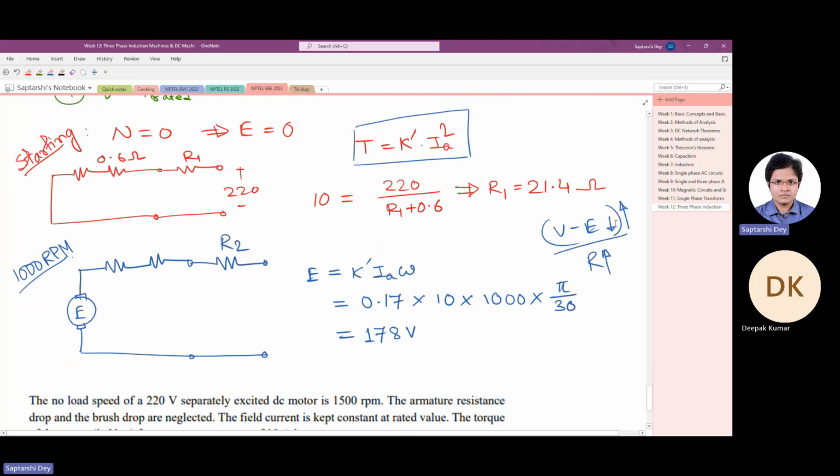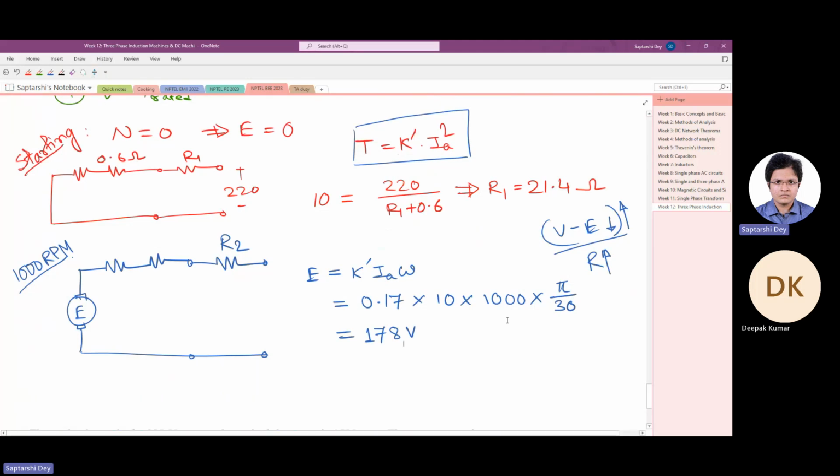Back EMF has dropped, so the current will tend to increase. In order to get the 10 ampere current, rated current, we have to increase the resistance. That is where this R2 comes. Okay, these realizations are important. That's why I'm saying, without all this realization also you can solve these problems, but somehow these are important for you to foresee situations.